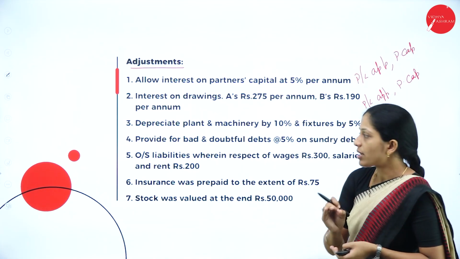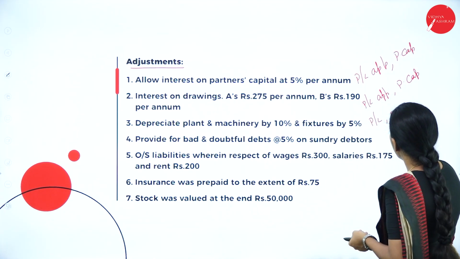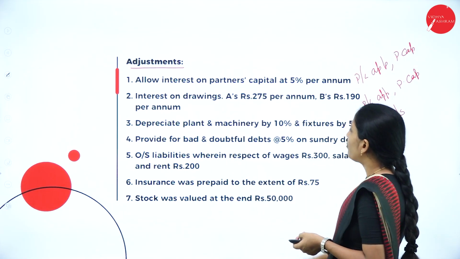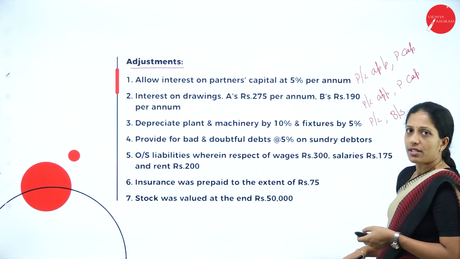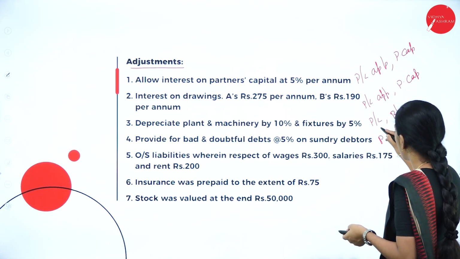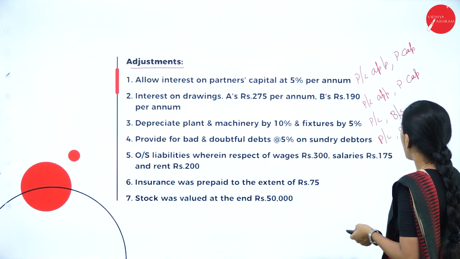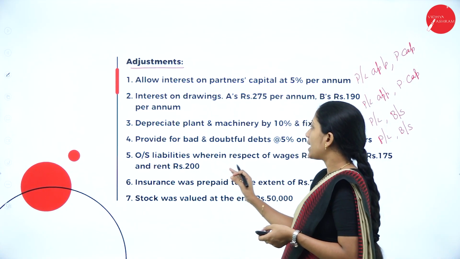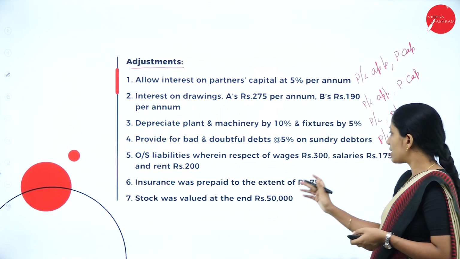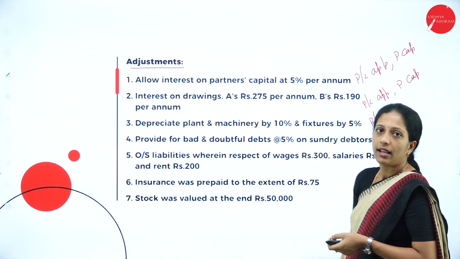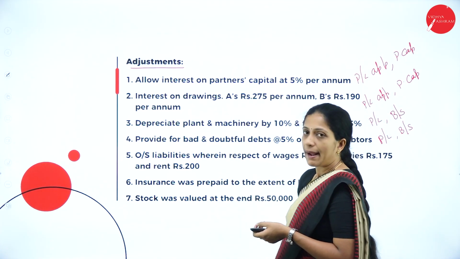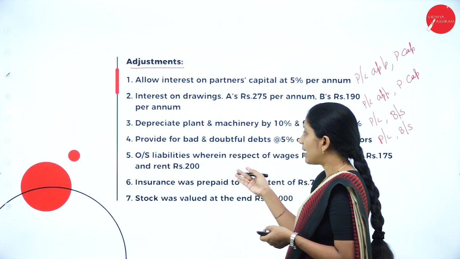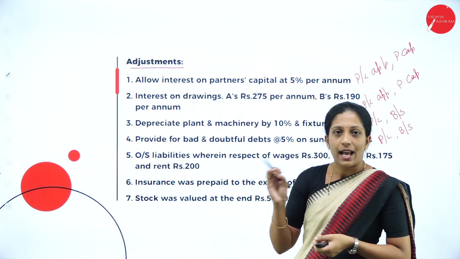Record under profit and loss account, debit side, and in the balance sheet you have to deduct from the respective assets. Provide for bad and doubtful debt 5% on sundry debtors. So this also once comes under P&L account debit side and in the balance sheet you have to deduct from the debtors. Outstanding liability in respect of wages, salaries and rent they have given. So outstanding liability, where do you record? So it is outstanding expenses. So it is a liability. So you have to record it on the liability side.